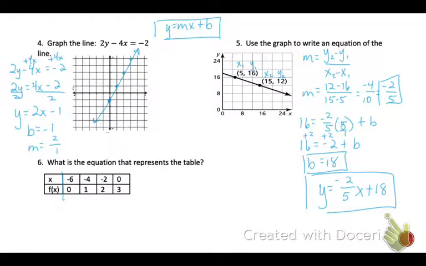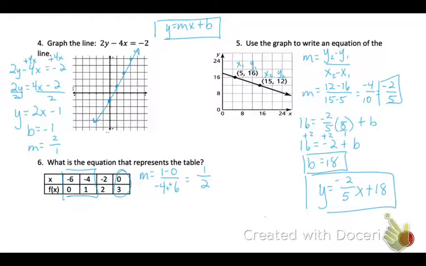Number 6, what is the equation that represents the table? So it's a linear table. We're going to pick 2 points, and I'm just going to pick the first 2 pair that I see on the left. I'm putting them in a box. And so I'm just going to do my formula. So I'm going to take my difference in y's, which is 1 minus 0 over my differences in x's, -4 minus a -6, which is like the same thing as adding 6. So my slope is 1/2.